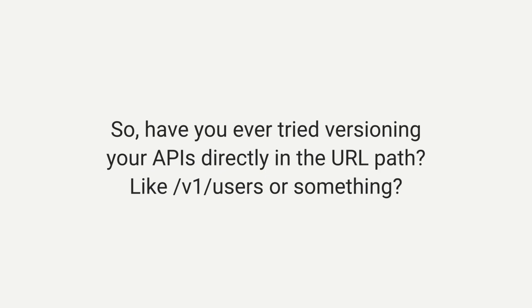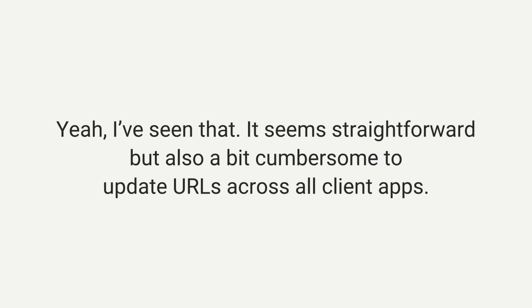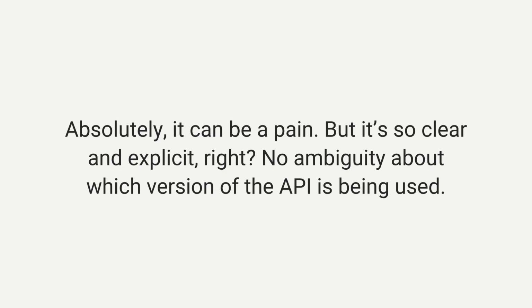So, have you ever tried versioning your APIs directly in the URL path? Like /v1/users or something? Yeah, I've seen that. It seems straightforward but also a bit cumbersome to update URLs across all client apps. Absolutely. It can be a pain. But it's so clear and explicit, right? No ambiguity about which version of the API is being used.